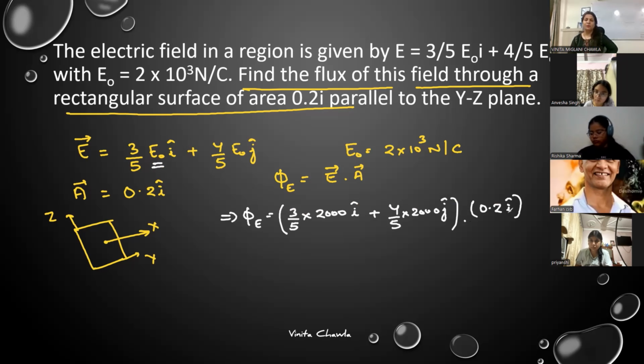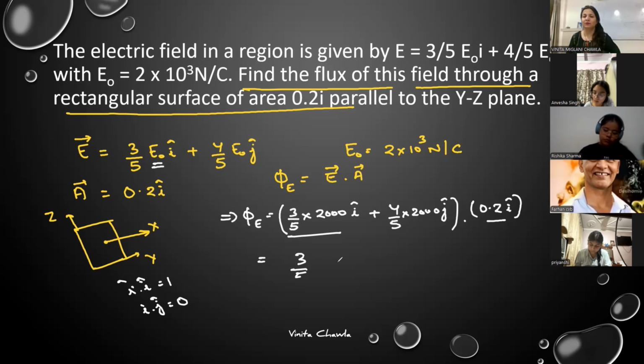And how do we write in dot product? I dot I is 1. You know this? And I dot J is 0. Right? So we are going to multiply this and this only, because when we multiply with J cap, we'll get nothing. So 3/5 into 2000 into 0.2.